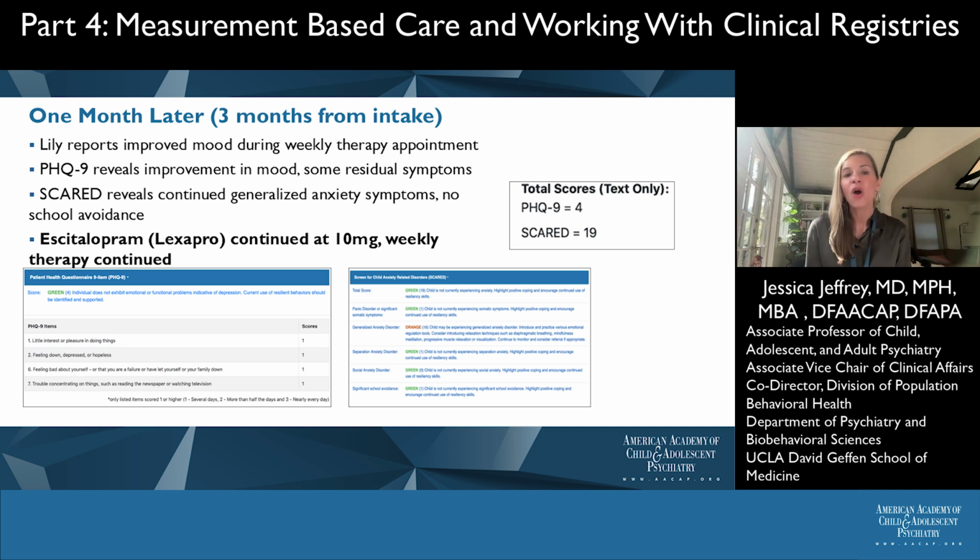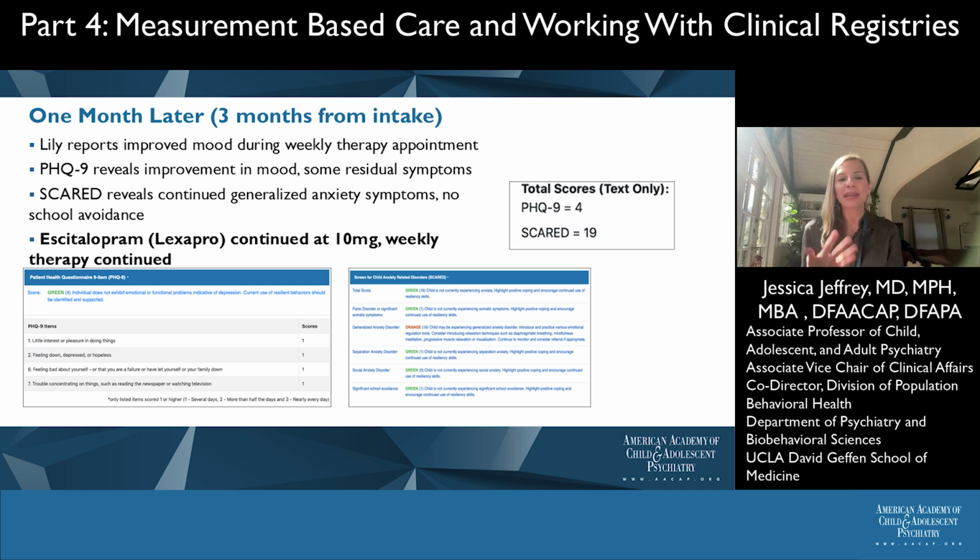Okay, so now 1 month later, or 3 months from that intake appointment, Lily reports improved mood during her weekly therapy appointment. Her PHQ-9 reveals improvements in mood, some residual symptoms, but we're seeing much more improvement. If you look at the scores to the right, our PHQ-9 here is now 4, and we see our SCARED is also decreased at 19. There is still continued generalized anxiety symptoms, no school avoidance, but in both of these measures, we have seen reductions in total scores. The Lexapro or escitalopram is continued at 10 milligrams, and the therapy at this point is just continued.